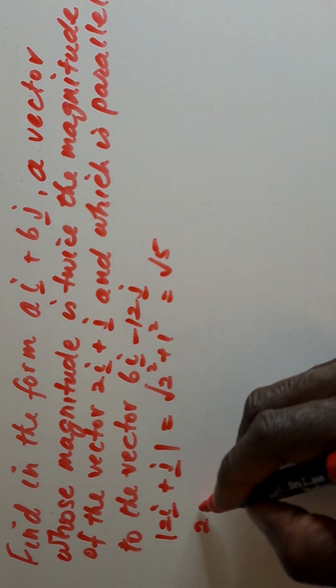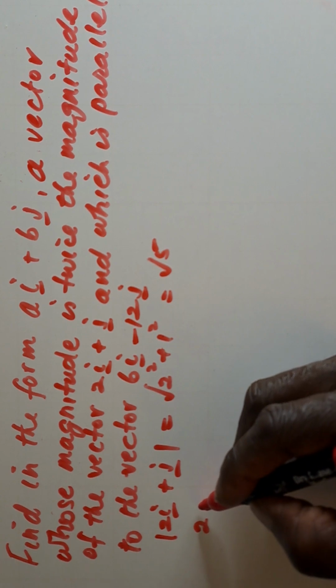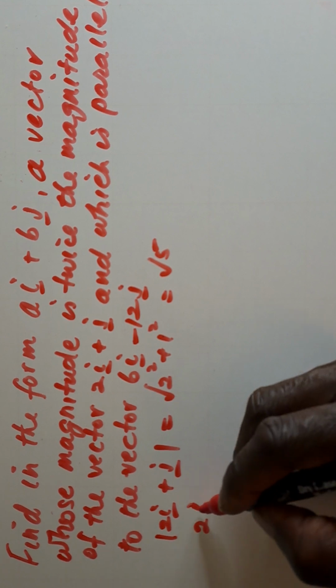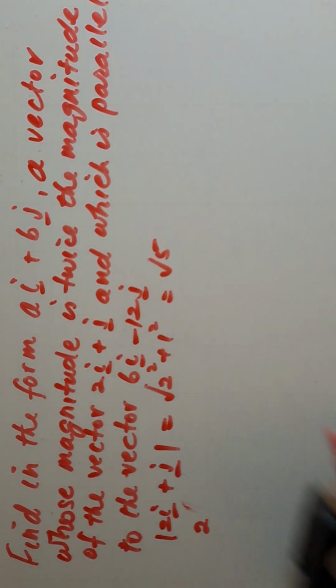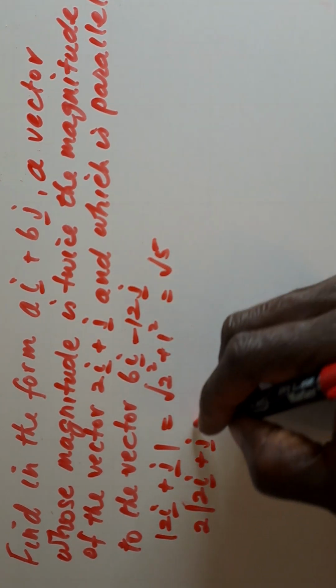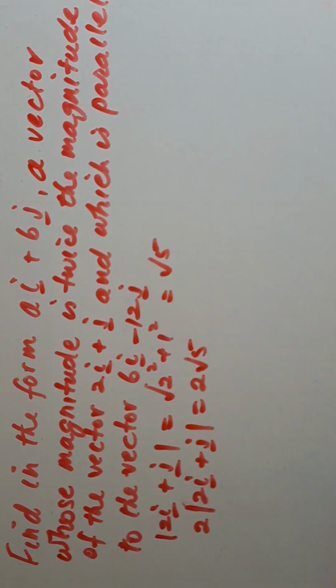And we have twice that as the magnitude of the vector. We have that as 2 times the magnitude of 2i add j, which is 2 times root 5, which is 2 root 5. Right, so that's the magnitude of the vector that we're trying to find in the form ai add bj.